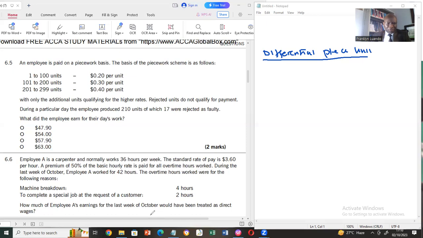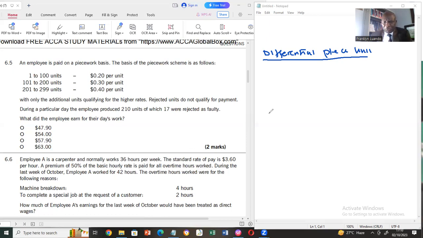In this question, we have the first band, which will attract 20 cents. The second band will attract 30 cents. The third band will attract 40 cents, with only the additional units qualifying for the higher rates. Rejected units do not qualify for payment. During a particular day, the employee produced 210 units, of which 17 were rejected. What does the employee earn for their day's work?